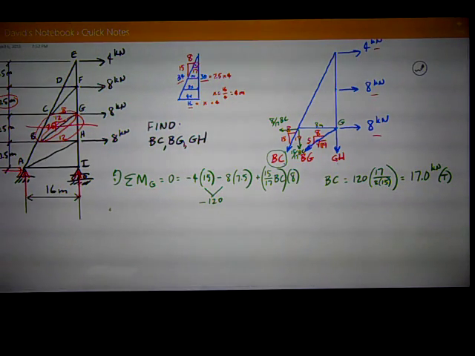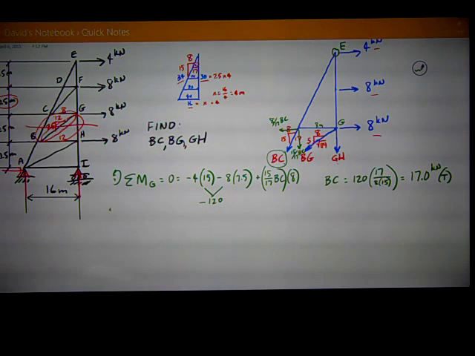Okay, I've got BC. Next I want to try to get BG. And once again I want to find a point. If I can, I like sum of moments because then I can check with sum of forces at the end. Find a point that both BC and GH intersect. Well, that's out here at point E, the tip of the truss, the top of the truss. And that eliminates some other forces, so it's really a good point to choose.